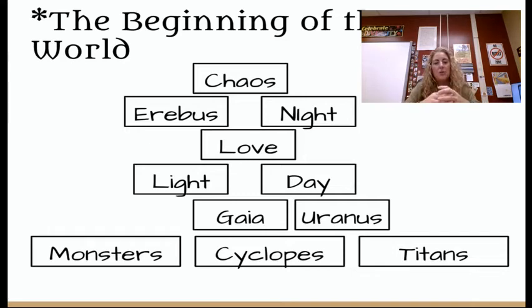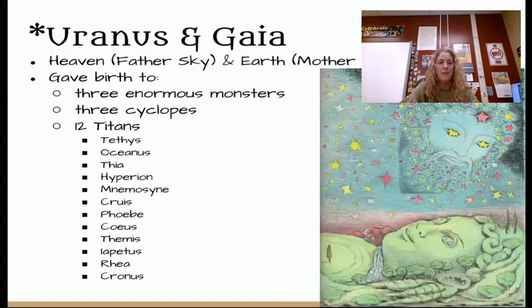And these two procreate and end up having monsters, Cyclops, and then a group of Titans, which we're going to describe a little bit in more detail. So once again, Uranus is referred to as the father. He's that male figure, if you will, and he represents heaven, whereas Gaia represents the earth. And they gave birth to three enormous monsters. They gave birth to three Cyclopses, which are beings with one eye, typically in the center of their forehead.